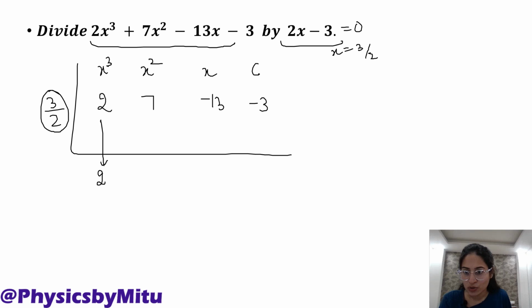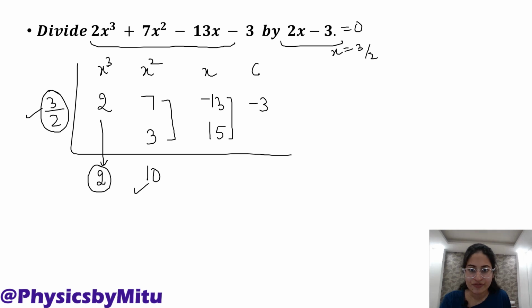Multiply 3 by 2 and 2, you get 3. Put 3 here. Add 7 and 3, 10. Multiply 3 by 2 and 10, you will get 15. Put 15 here. Sum of 15 and minus 13 is 2. Multiply 3 by 2 and 2, you get 3. Remainder is 0. This is the remainder.